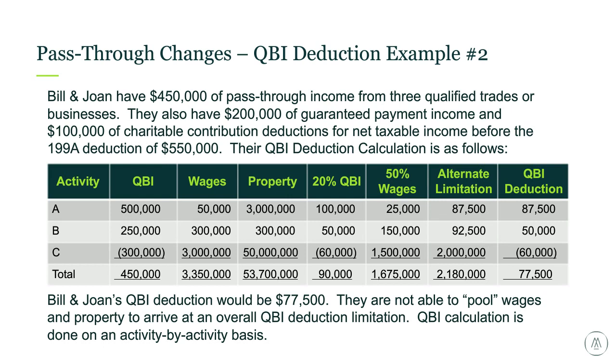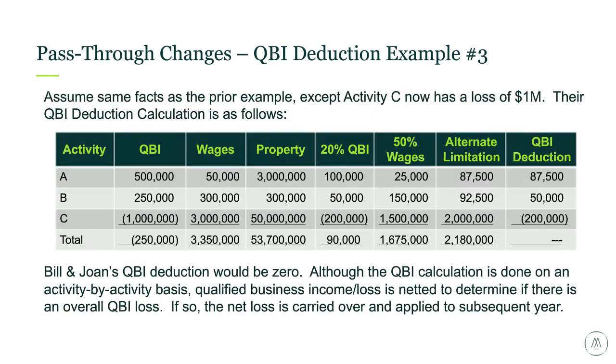So in this case, you have three different activities. They're limited in a variety of different ways, but your QBI deduction on the far right nets to a total deduction of $77,500. Now, you can contrast that with example number three, basically showing that if you have a qualified business that actually has a loss instead of income, you can offset all of the QBI deduction coming through from your other activities so you end up with no deduction at all. All this to say that, as mentioned before, the qualified business income provisions are complicated, and they apply at the individual level, and so this is something that taxpayers will be dealing with for the next several years.